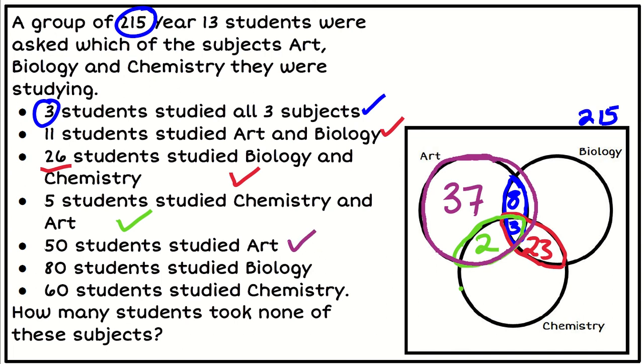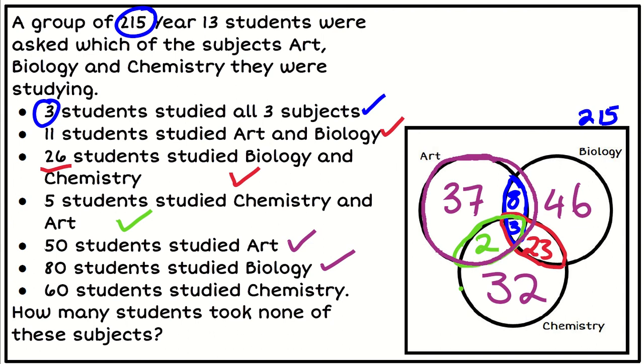Then I know that in the biology circle there have to be 80. So 8 plus 3 plus 23, take that away from 80. That leaves me with 46. And 60 students take chemistry, so the chemistry circle has to be 60. So 2 plus 3 plus 23, take that away from 60, gives me 32. Now I need to know, well, the whole thing has to add up to 215.